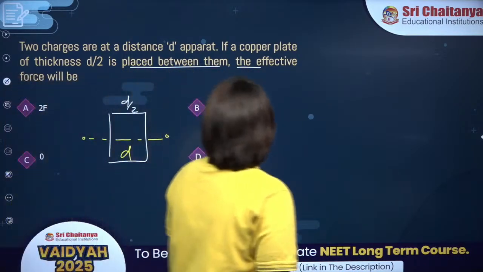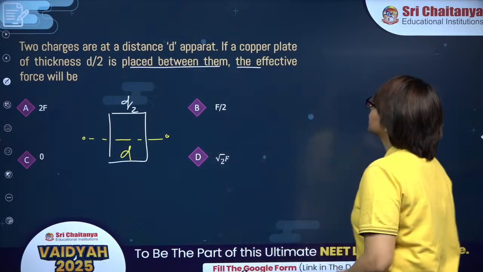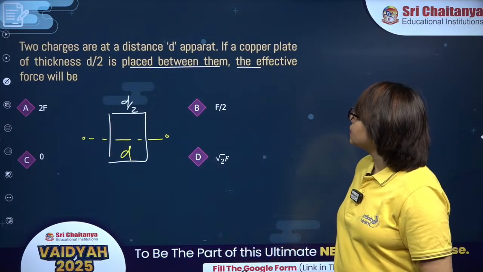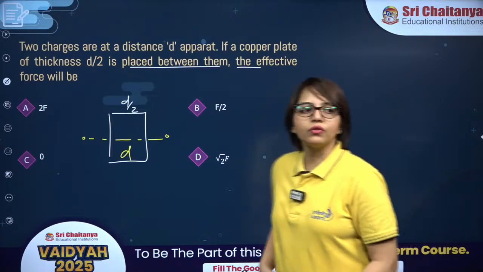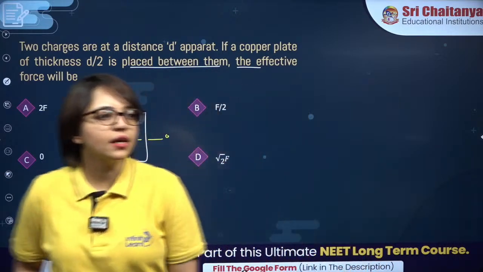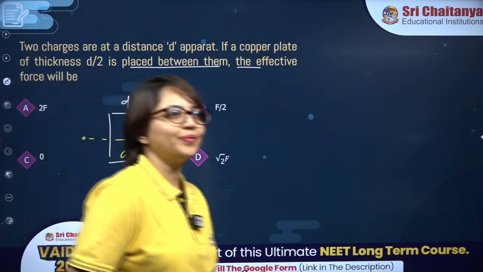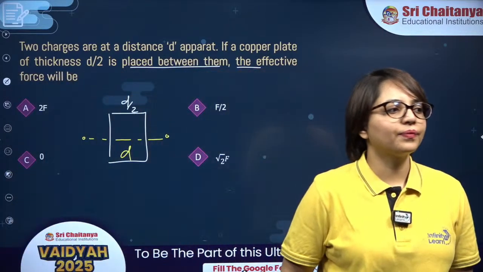Two charges are at a distance d apart. If a copper plate of thickness d by 2 is placed between them, the effective force will be. Option C, well done, well done. Anyone else?